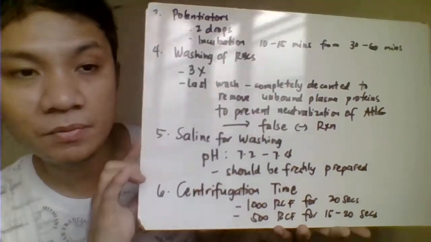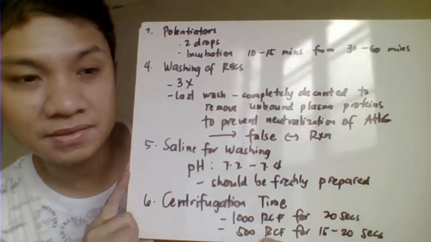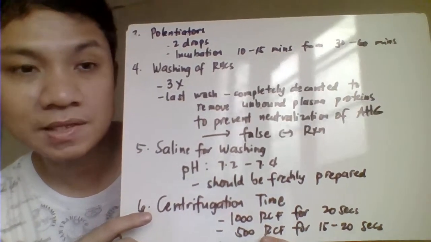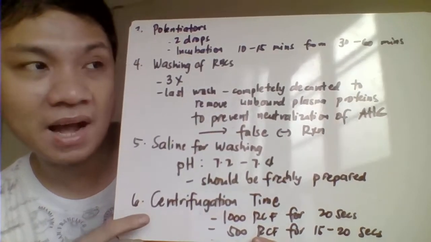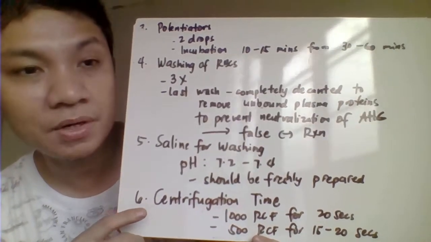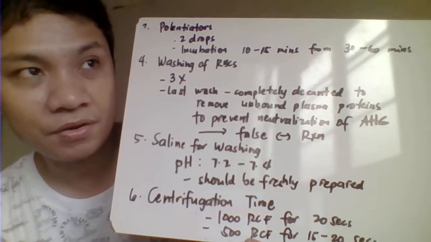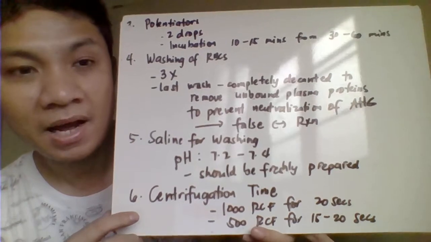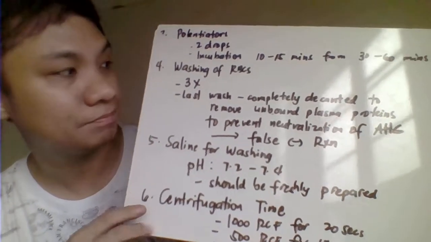Another one is the addition of potentiators, which would help reduce your incubation time from the usual 30 to 60 minutes to as fast as 10 to 15 minutes. Addition of potentiators includes your LISS, your PEG, and bovine albumin, 22% albumin. Usually, we add them at a concentration of 2 drops.